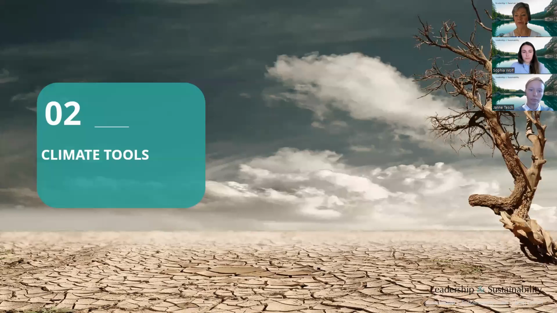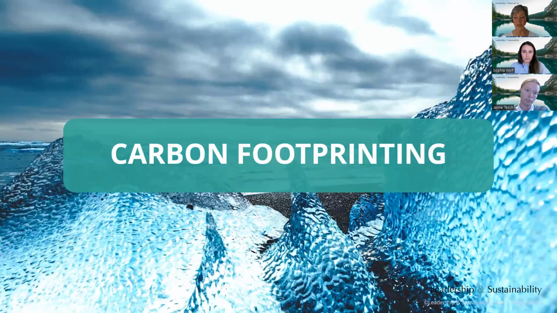Now that we have understood the importance of taking climate risks and climate impacts seriously, let us take a look at different climate tools that are relevant to understand your own climate impacts as a supplier or as a brand. First, we will have a look at carbon footprinting.